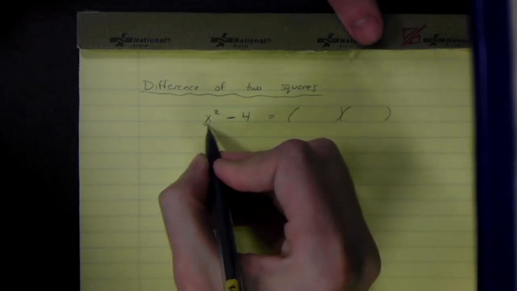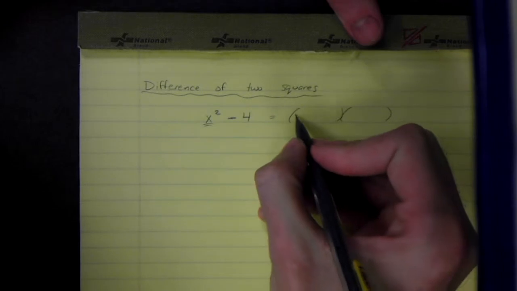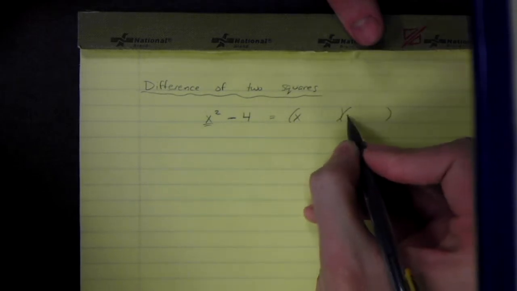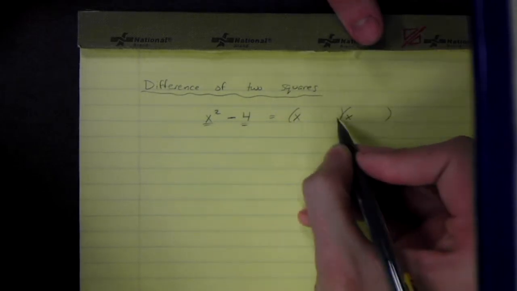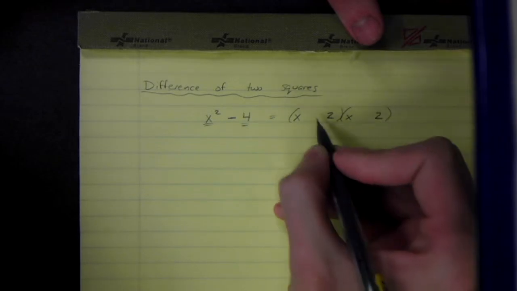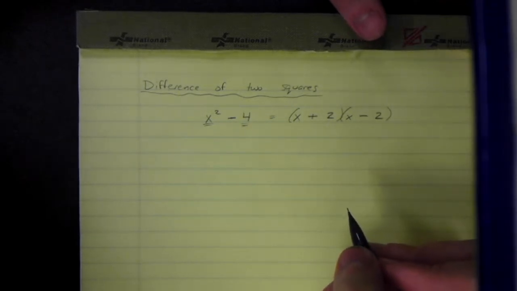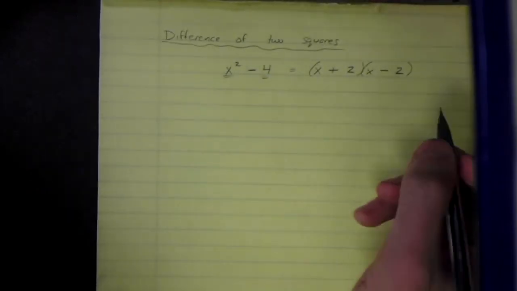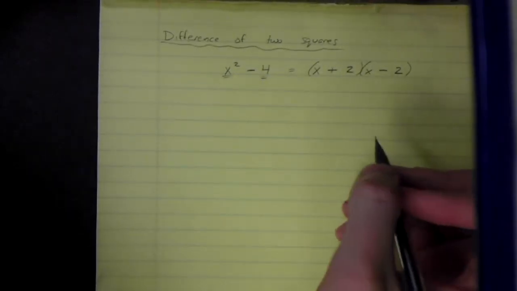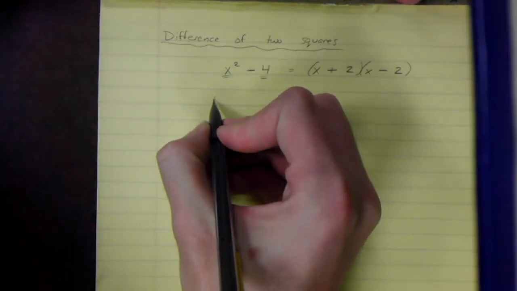You take the square root of the first thing, and the square root of the second thing. One of your signs is positive, one of them is negative. Okay, so that's a really easy example there. They're not always quite as simple.